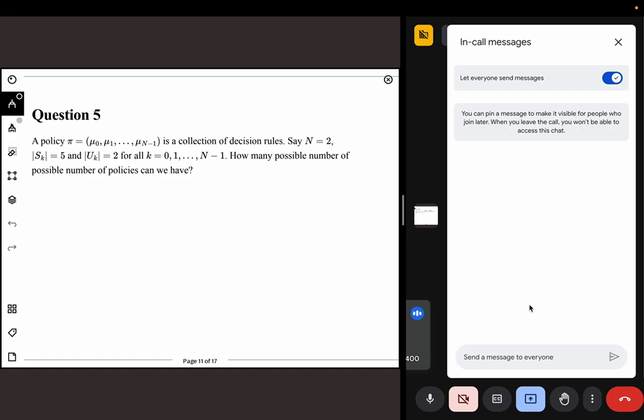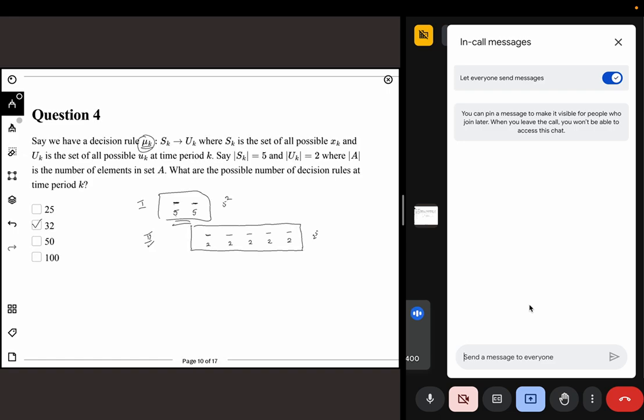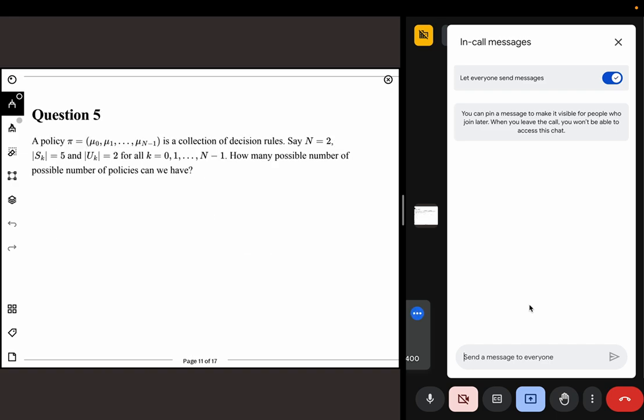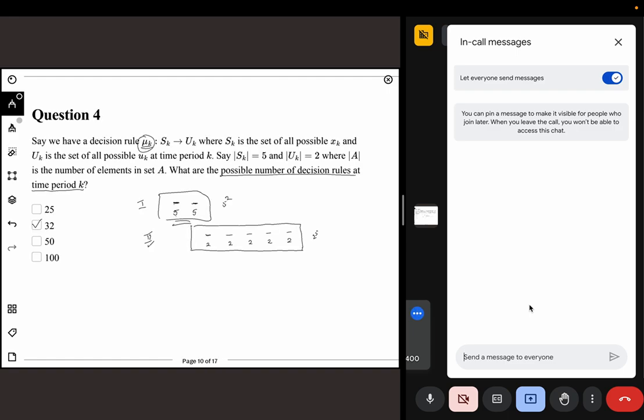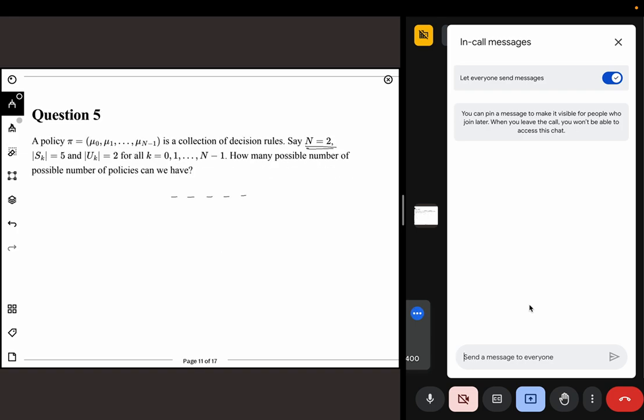Now it's the same thing, but slightly different. In the previous problem, we asked for the number of decision rules at time period k. But now the question says that you have to do it for n equal to 2 time steps. So I have the same problem: 5 different states, and in each state I have to take 2 different actions, and I have to do this 2 times. So the number of combinations will be 2 to the power 5, whole squared, right? And whatever number it is, 1024, I guess.